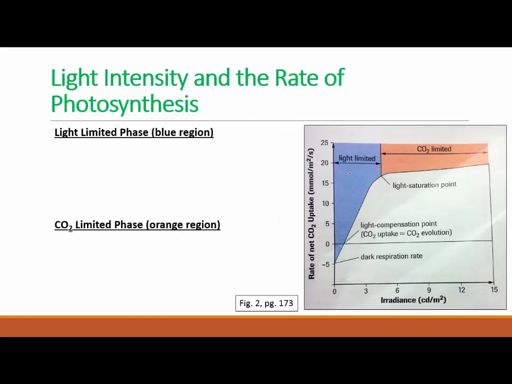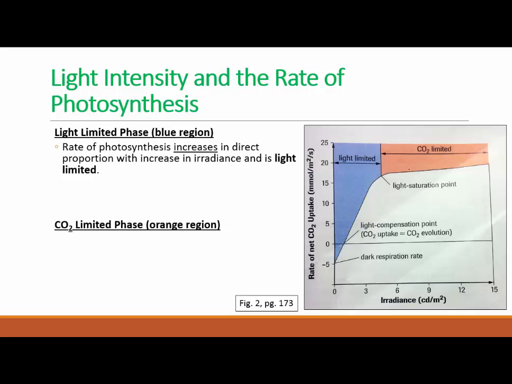All right, so let's talk a little bit more about these two sections, the light limited phase and the CO2 limited phase, the blue and the orange level here. So in the blue region, the light limited phase, the rate of photosynthesis increases, as we've seen, in direct proportion with the increase in irradiance. And this is the light limited phase.